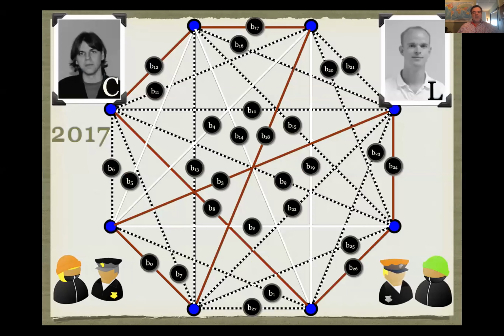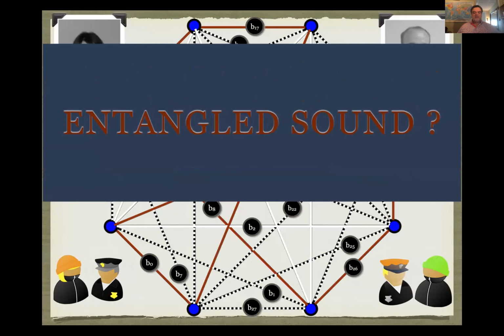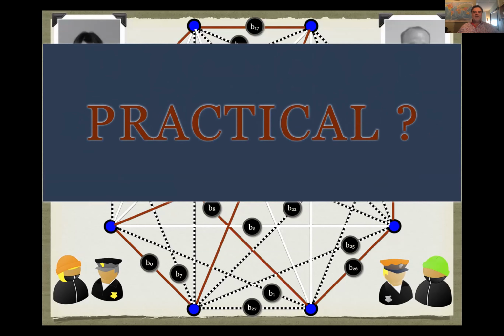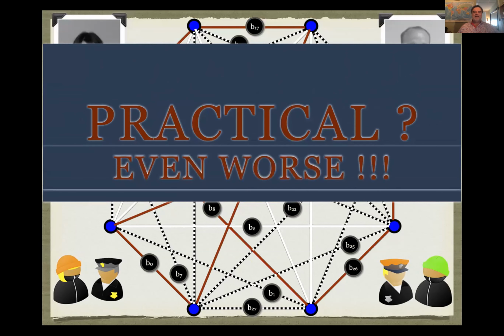Now, another approach was taken by Chailloux-Leverrier in 2017, and they proved that Blum's Hamiltonian path zero knowledge proof can be made entanglement sound. But unfortunately, it is still not practical. It's actually even less practical than the first approach.